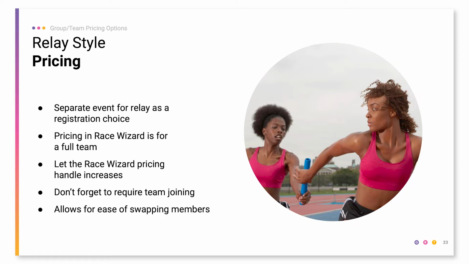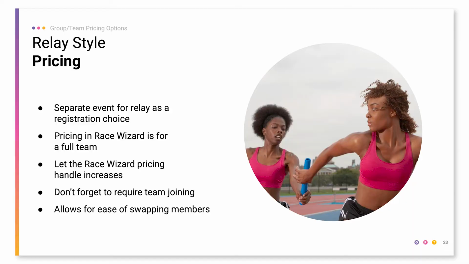So if you have a triathlon relay for the Olympic distance where somebody's going to swim, somebody else is going to bike, and somebody else is going to run, obviously per person you don't want them to pay the same as somebody that does the Olympic distance triathlon by themselves. So the race wizard can handle all of this in your different events, and then you can require them to join that team as well. And then it allows them to swap out members, and if you allow participant manage and stuff like that.